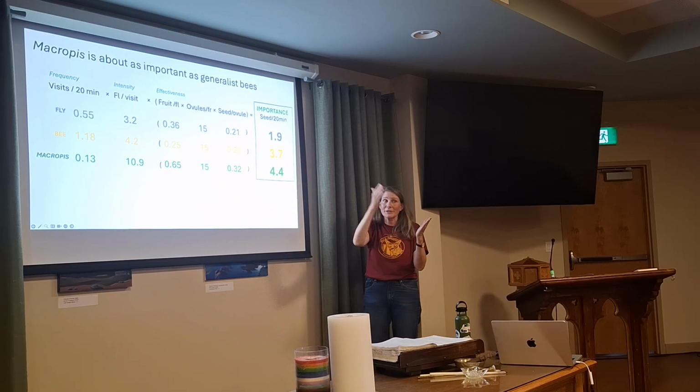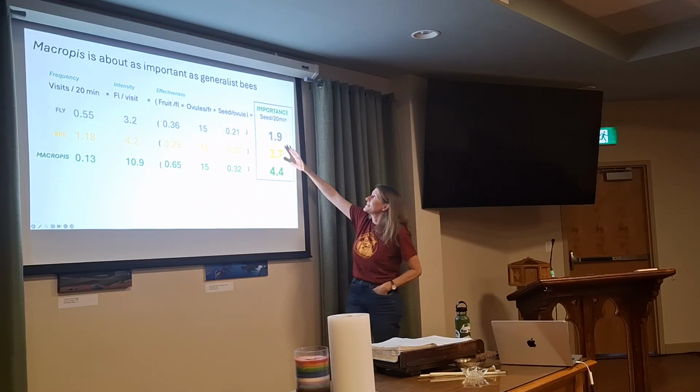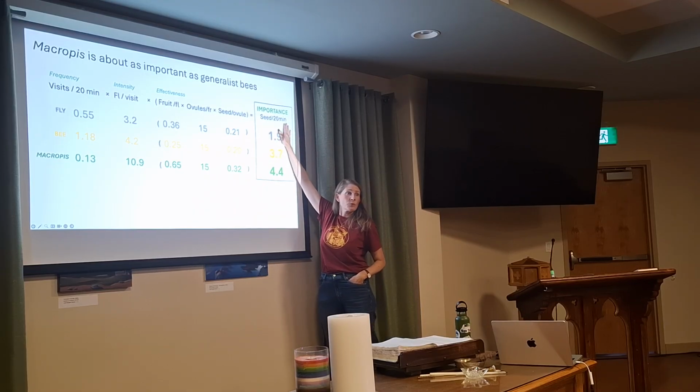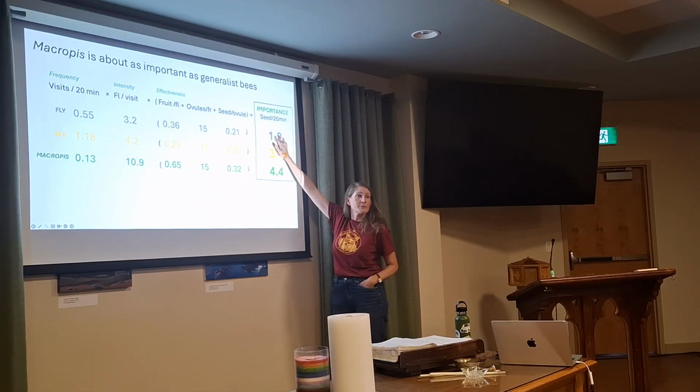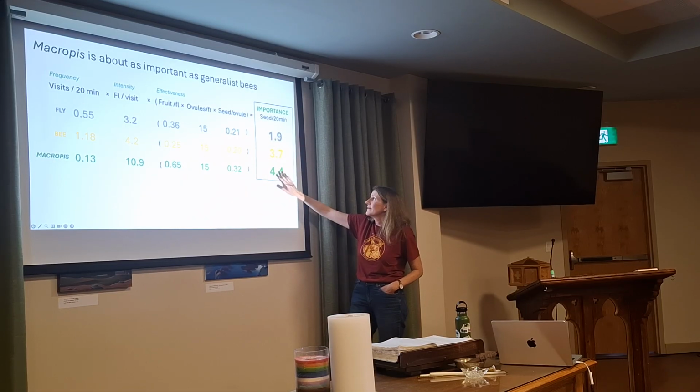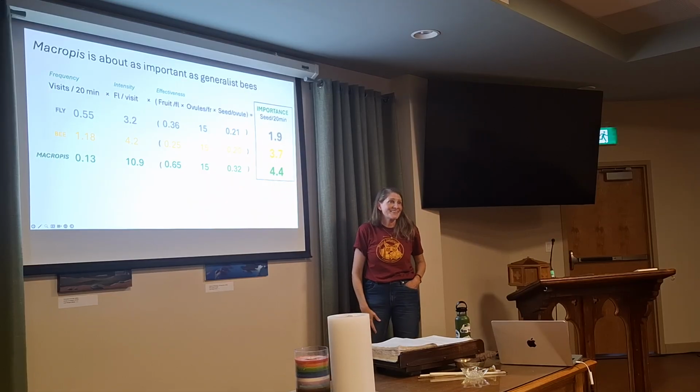Essentially, it's just a multiplication function, and it's expressed in units of number of seeds per 20 minutes of visitation. The flies, we expect about 2 seeds per 20 minutes. The bees, about 4 seeds, and Micropus, about 4.5 seeds.